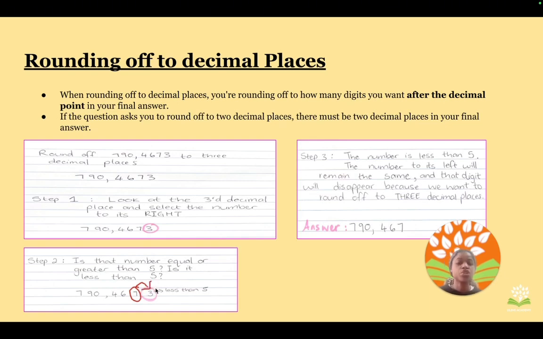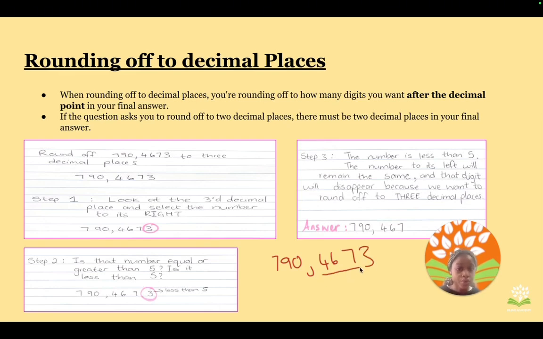But because it's a 0, we don't need to have it there. We already have our 3 decimal places, 4, 6, and 7. That digit will disappear because we want to round off to 3 decimal places, so we don't need that 0 there. I'm going to explain just one more time. You had 790,4673, and you needed to round off to only 3 decimal places.